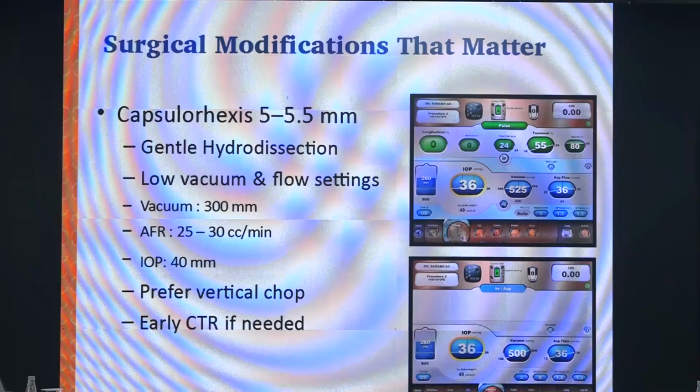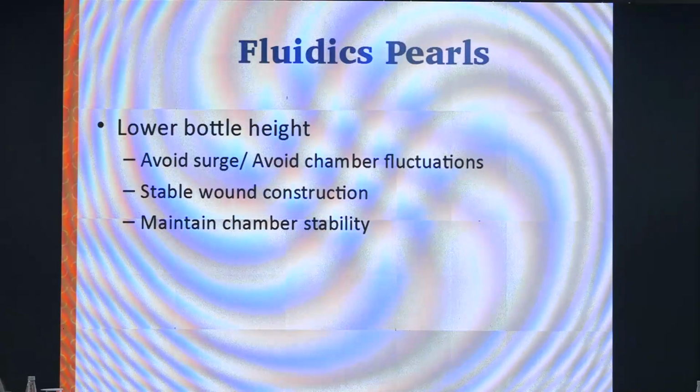So I'm using an IOP of 36, a vacuum out here it's more, but generally 300 to 400, and an AFR of about 25 to 30. Definitely a vertical chop works better because of the deep anterior chamber. The fluid expulse, as we all know, the IOP or the bottle height should be lowered. A very stable wound construction is a must here.